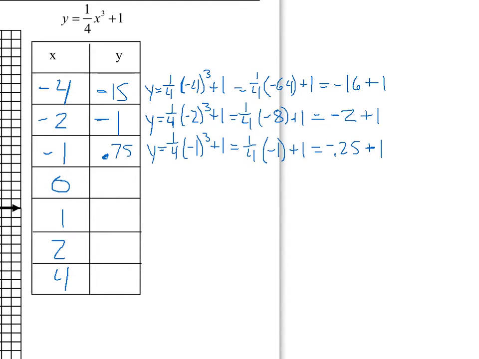Good, 0 is always going to be easier. 1/4 times 0 cubed, plus 1. 1/4 times 0 cubed, so that's 1/4 times 0 plus 1. 1/4 times 0 is 0. 0 plus 1 is 1.